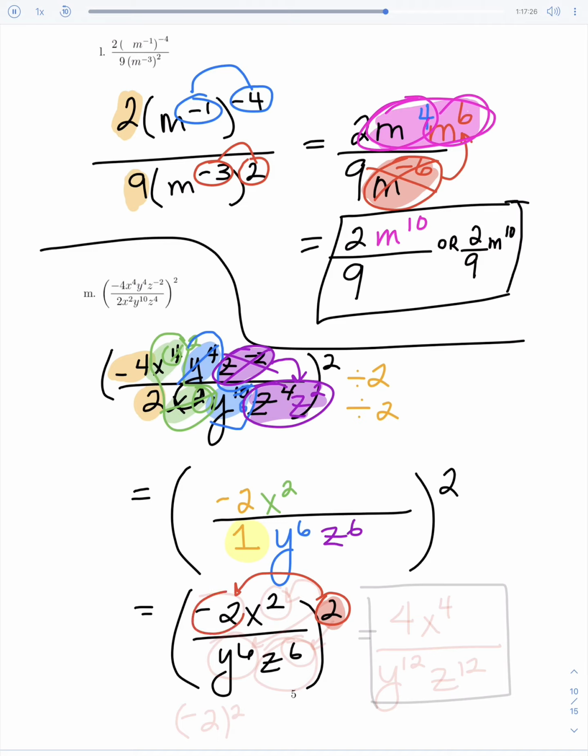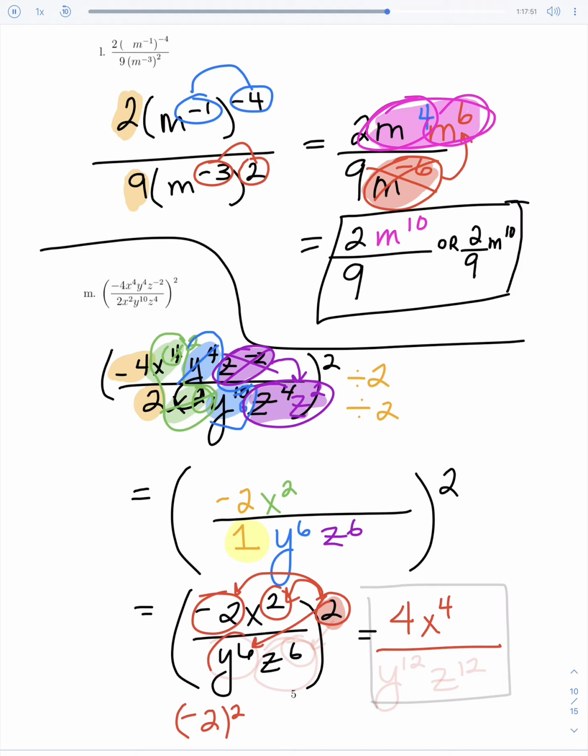So first of all, I need to square the 2. Sorry, it's a negative 2. So that means I need to square a negative 2, which means a negative 2 times a negative 2, which becomes a positive 4. Next thing I would want to go after is squaring my x squared. Remember, you multiply exponents, so that would get me an x to the fourth.